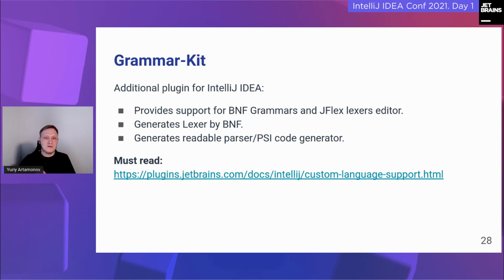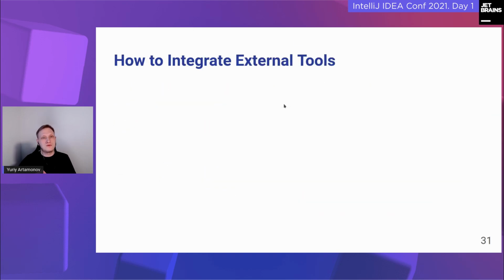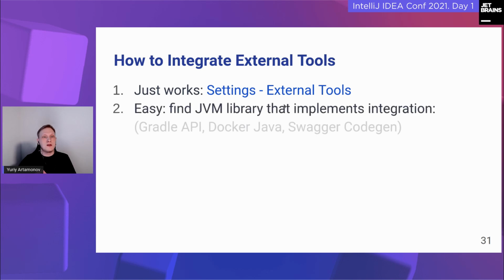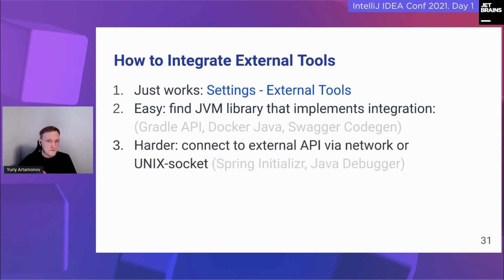This is not all of the options for you to implement custom integrations. You can integrate with external tools, such as command line tools, such as external libraries, and there is an easy way to integrate with something. If there is a JVM library that implements integration, for instance, for Gradle, for Docker, for Swagger, we use Java libraries for integration. There is a harder option for you. You can connect to an external API via network or Unix socket. That's how we integrate with the Spring Initializr service, and that's how we integrate with the Java Debugger, for instance.